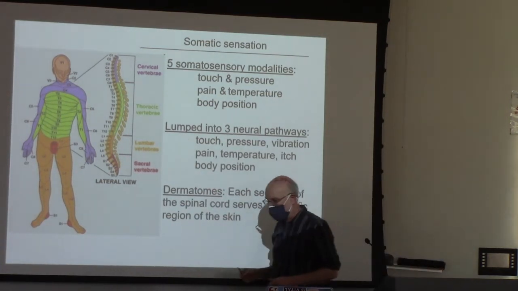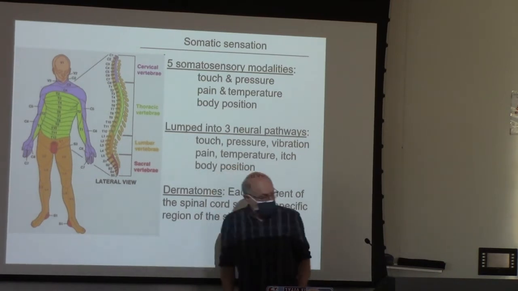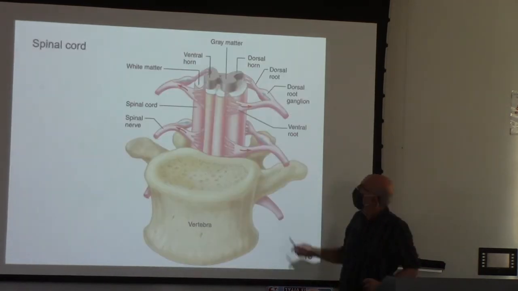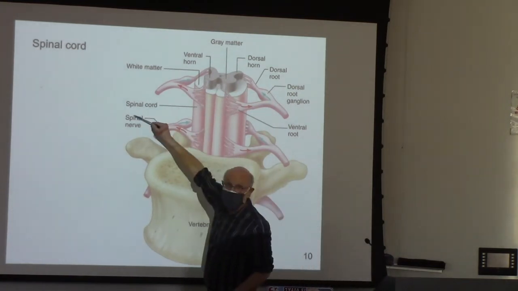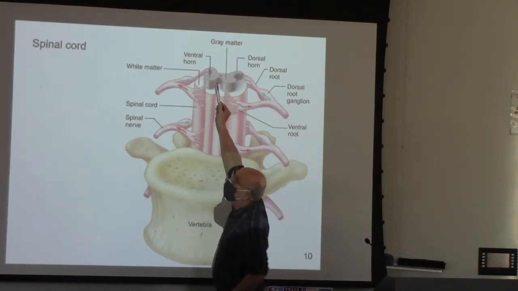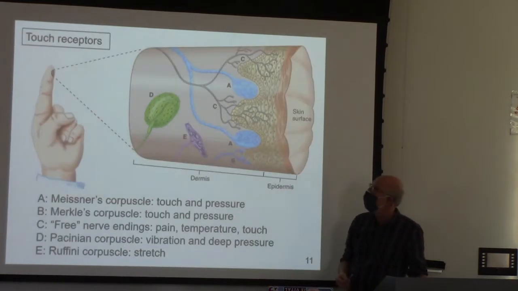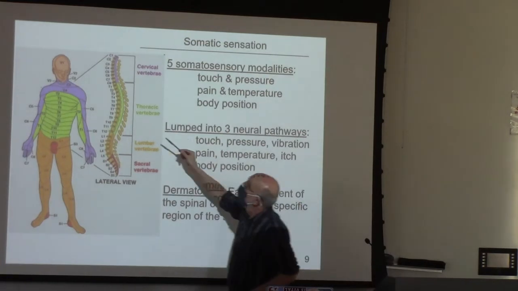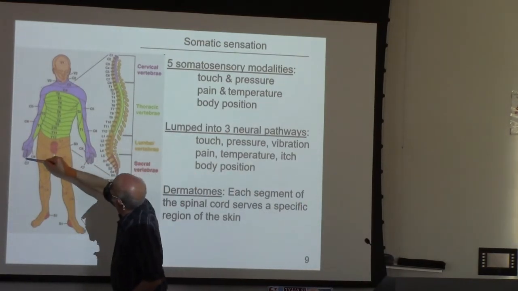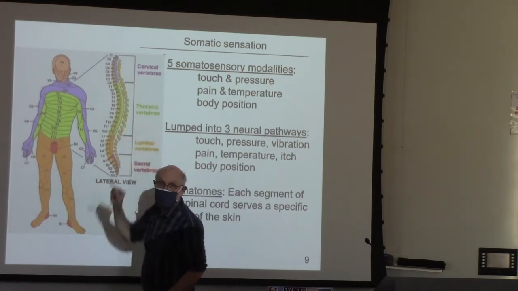Information from my right finger is entering the spinal cord. This is the right side. Information from my right finger is entering the spinal cord on the right side at the C7 level. Okay?